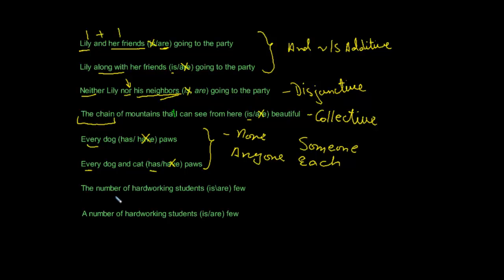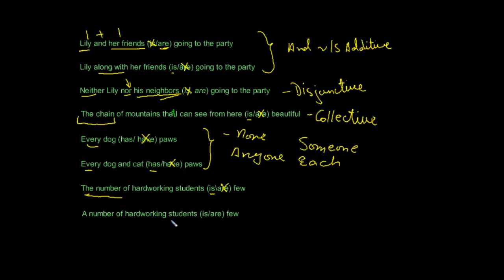The next one: the number of hardworking students, what few, is or are? See, now here am I talking about students? I'm talking about hardworking students. But am I talking about hardworking students or the number of hardworking students? So you always break down. Here I'm not talking about all the hardworking students. No, I'm talking about the number of. Wherever you see the words the number, you're being specific. You're not saying all, you're saying a specific number. So the number is always singular. This are is out and this is the correct answer.